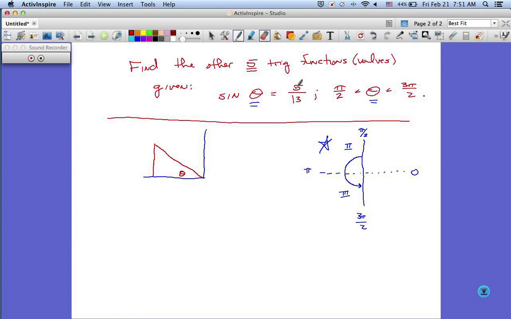Sine, remember the official definition of sine is y over r. So if sine of theta is y over r, and I'm told my value is 5/13, that means my y value is 5, and my r value is 13. Whoa. That's a hypotenuse, not a radius. This is true. But let's draw our circle around here.